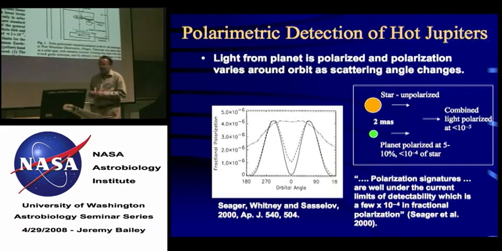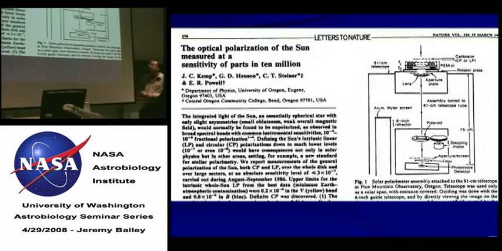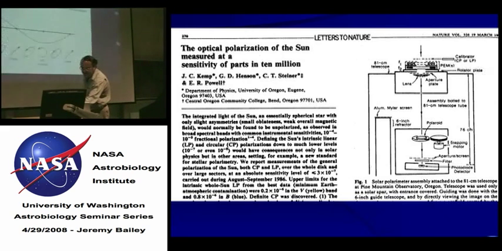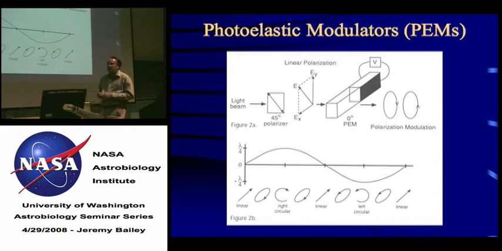And that was probably true for astronomical polarimeters that were available at the time. But we knew that it was possible to do polarization much better than that, in particular from the work of James Kemp, who'd developed polarimetric techniques using a device called a photoelastic modulator. And he'd actually measured the polarization of the sun at sensitivities of parts in 10 million. So together with the group at University of Hertfordshire, Jim Hough and Phil Lucas, we came up with a design for a polarimeter that could measure stellar polarizations to an accuracy of about 1 part in a million.